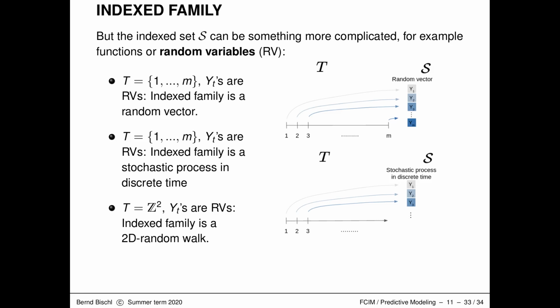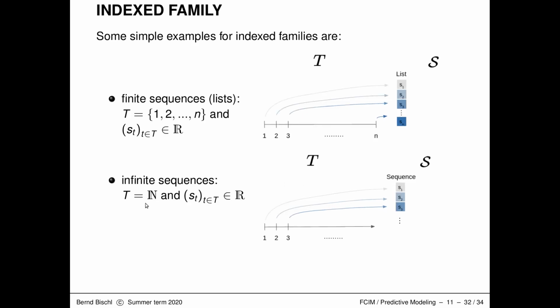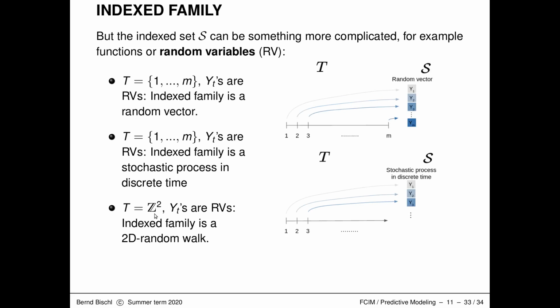If T is such a sequence of natural numbers, another interesting stochastic object, for example, would be a random walk, right? So where you maybe move from one point here to the next, to the left-hand side or to the right-hand side. We can even do this in 2D discrete space, where T is the set of two-dimensional integers, and now we have a random walk that moves over the plane here in discrete steps.